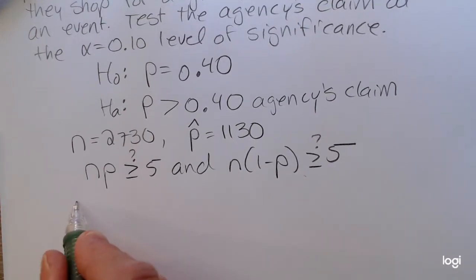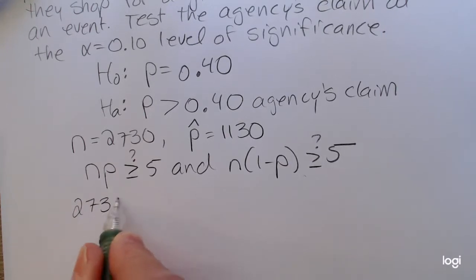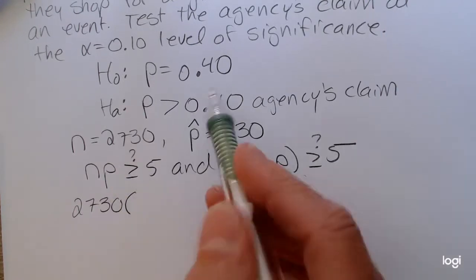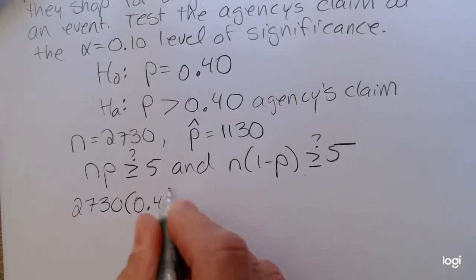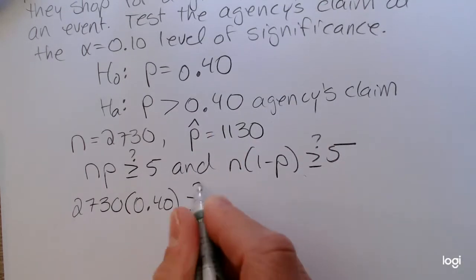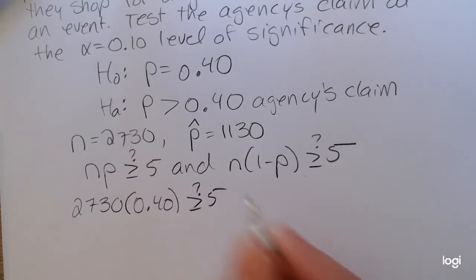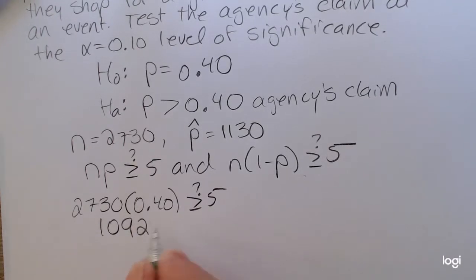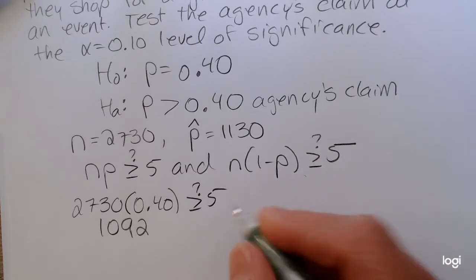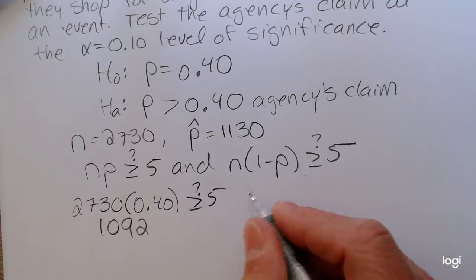So our sample size is 2730. p is the value from the hypotheses, and we want to know, is that going to be at least 5? Well, 40% of 2,730 is going to be at least 5. Specifically, that's 1,092. So this condition is met, and we have to check the other one.